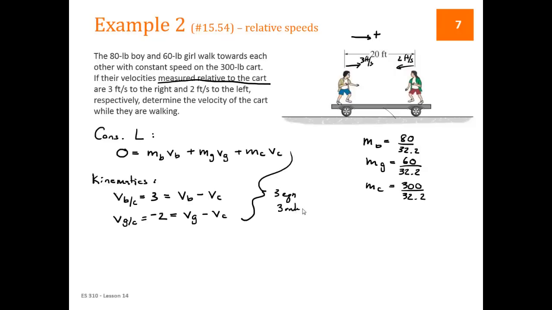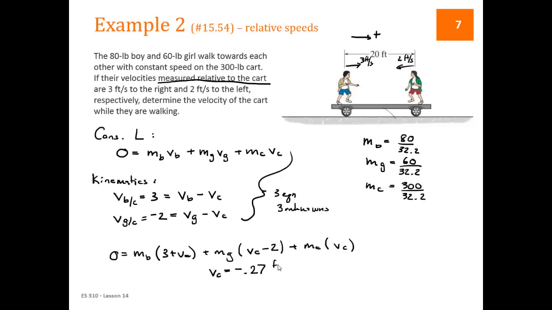So we can solve them. Let's solve this one for VB, this one for VG, plug them in up there, and you'll have an expression for only VC. So we get 0 is equal to mass of the boy times 3 plus VC, plus mass of the girl times VC minus 2, plus mass of the cart times VC. And we only have VC in there then, so we get VC is equal to negative 0.27 feet per second. So as the kids move towards each other, the whole cart will move this direction. So the cart will actually roll while the kids are moving on it.